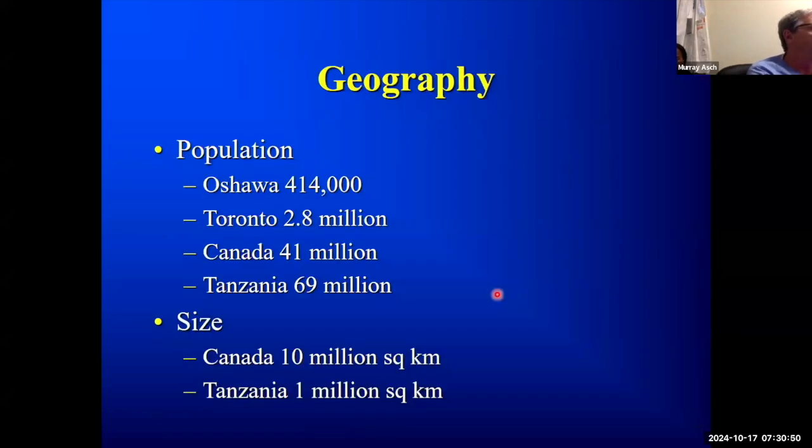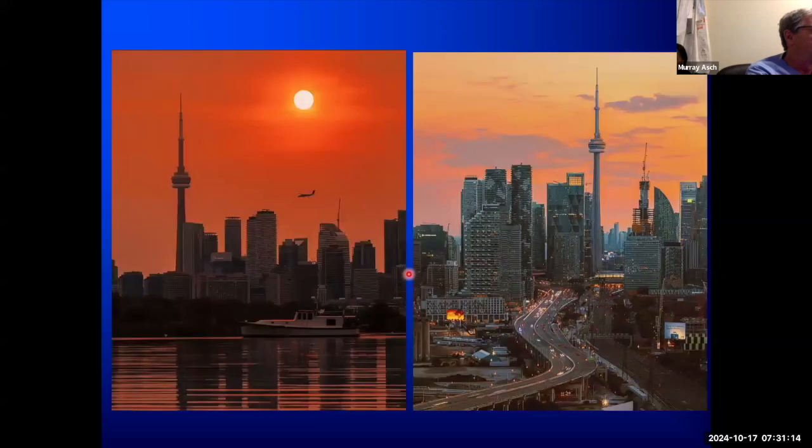So just in terms of geography, population of Oshawa, 400,000, population of Toronto, 2.8 million, population of Canada, 81 million, compared to, I chose Tanzania, almost 70 million, and yet Canada is 10 times as large as Tanzania. So we've got a pretty big country, but a relatively small population compared to Africa and other countries. Just a couple of pictures of Toronto. The famous skyline, the CN Tower, is a beautiful building. We've got some pretty bad traffic on one of the major highways in the city, yet our traffic pales in comparison with what I've seen in Kampala.